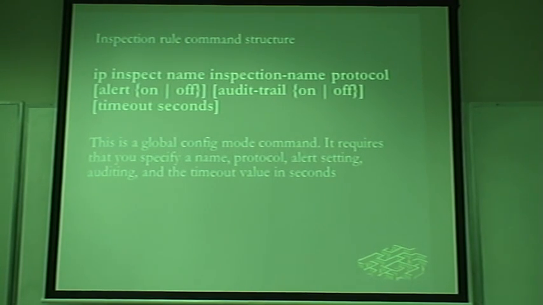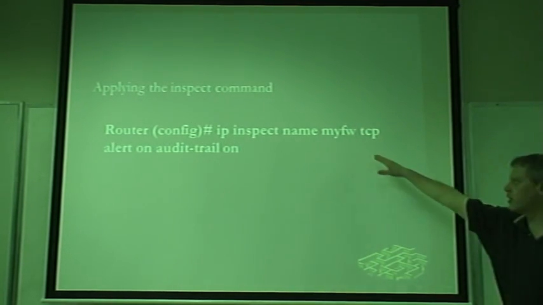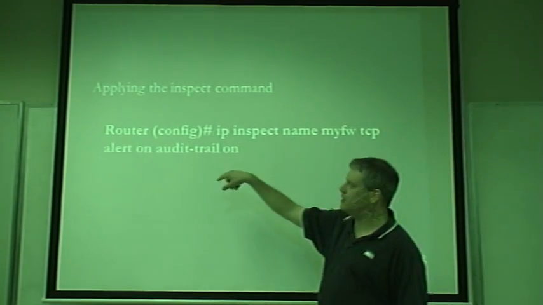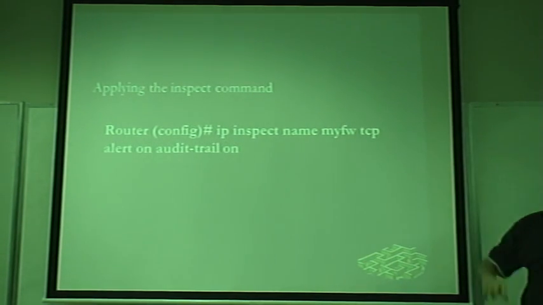But this is a global config command, and it requires that you specify a name, protocol, alert setting, etc. Here's an example of that. ip inspect name myfirewall, this name is arbitrary, protocol tcp, alert on, audit-trail on. So I'm going to inspect TCP.